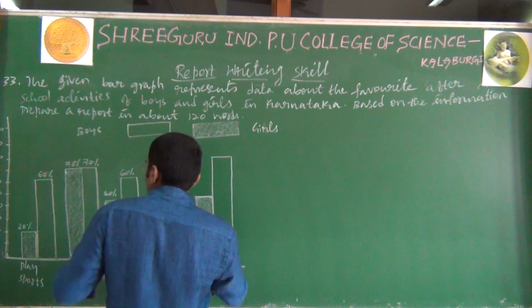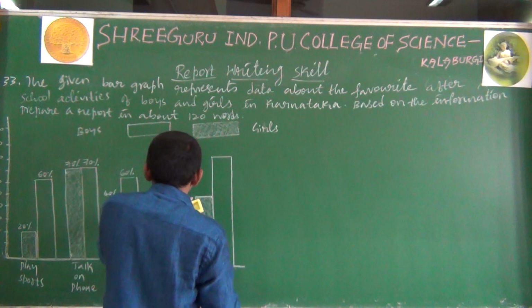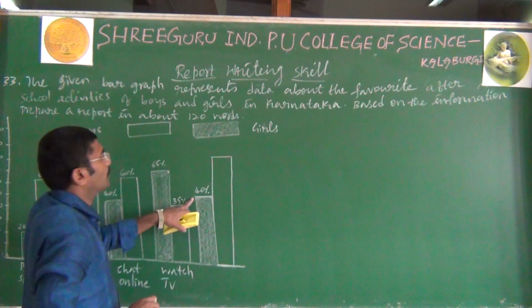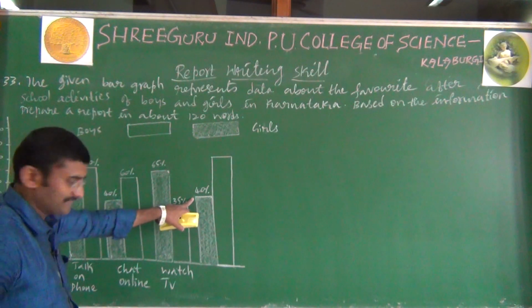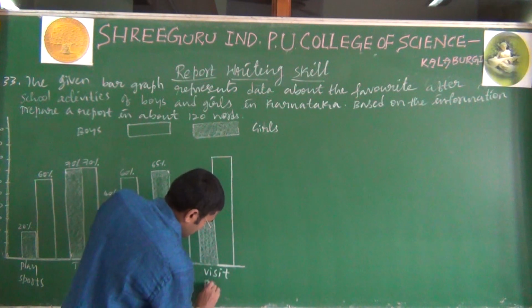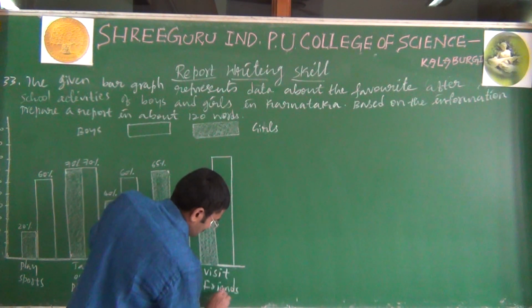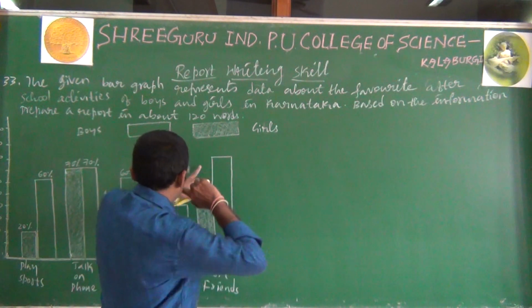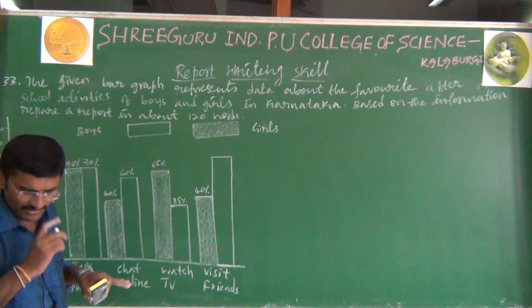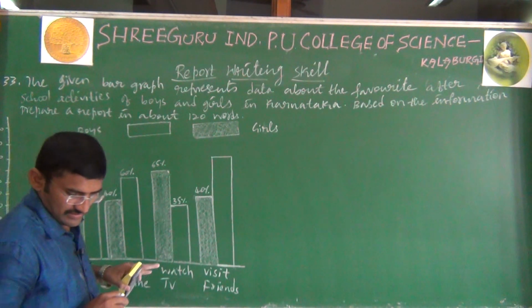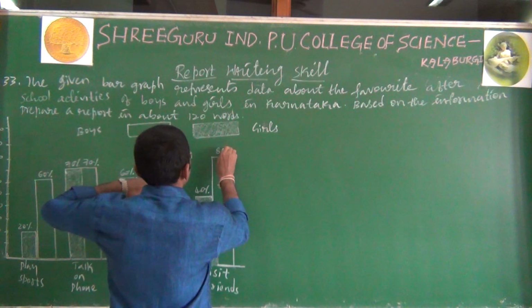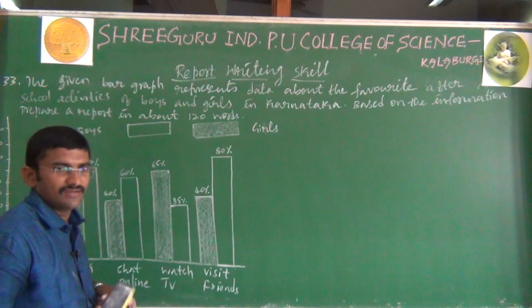And next, the last set of bars, 40% girls are going to spend the time on visiting friends. Visit friends. Next, at last, the blank graph, what it will show us. Right, what is the percentage? 80%.